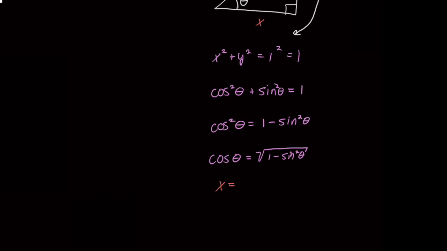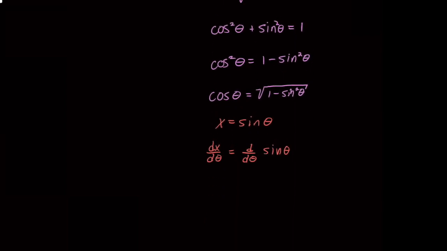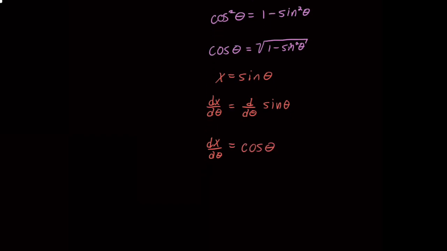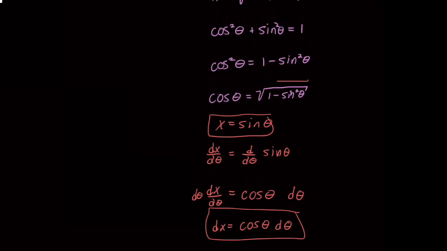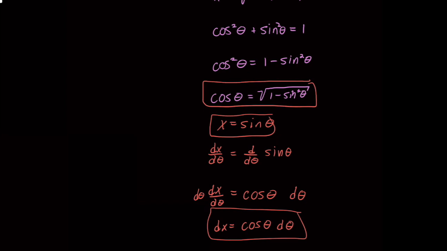So if x equals sine theta, we know that dx d theta is going to be equal to d d theta of sine theta. And that ends up being equal to, and if we treat these as if they were numbers using the magic of Leibniz Notation, multiply each side by d theta, we get dx equals cosine theta d theta. So we have everything we need. Have this right here, have this right here, and have this right here. So let's make the substitution.